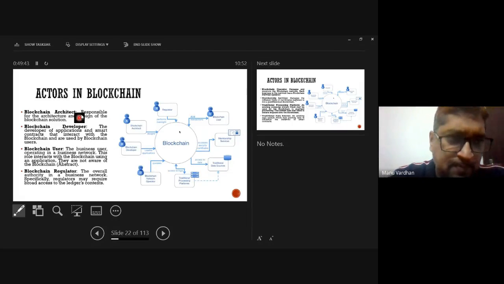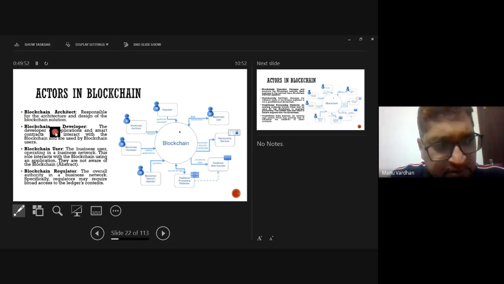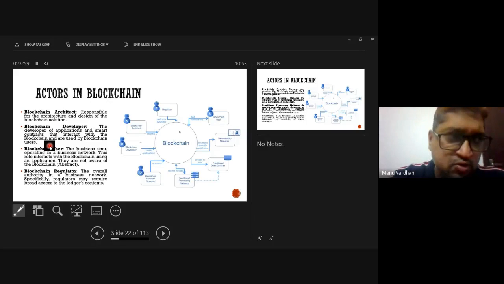So the blockchain architects are responsible for the architecture and design of the blockchain solution. This means they are the person who, suppose I am owning a private company and I want my work to move on to blockchain, I need to make my requirement understood to some person who can collect the requirements and start designing and developing the blockchain as per my requirement.